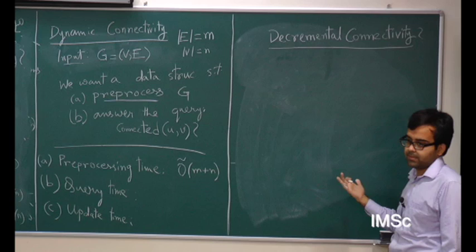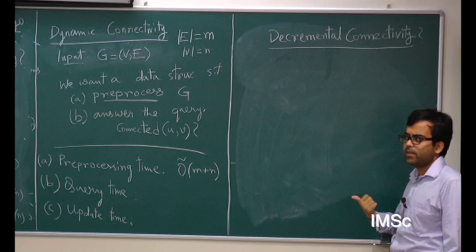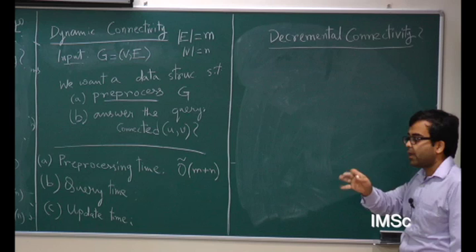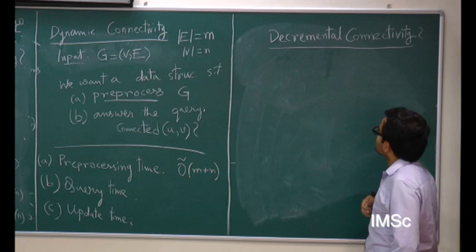I am at least not aware of any problem where both the incremental and decremental versions are easy, but the fully dynamic version is not, at least in polylog update time. If you look at the space of problems that give you polylog update time, I am not aware of any such problem. I will be happy to be corrected. If you find any such problem, please let me know, because as I said, I have been working on this field for only the last few months. So, the hard part is decremental connectivity, and let us try to explore what the main problem is.